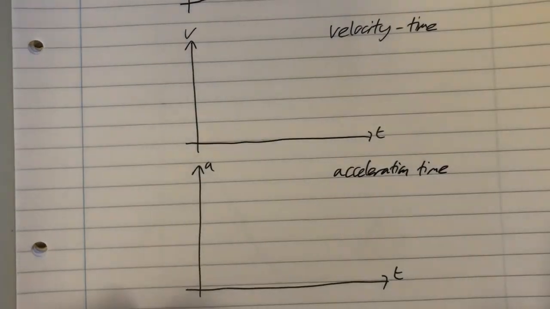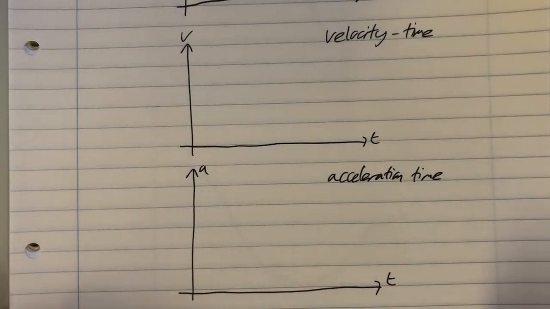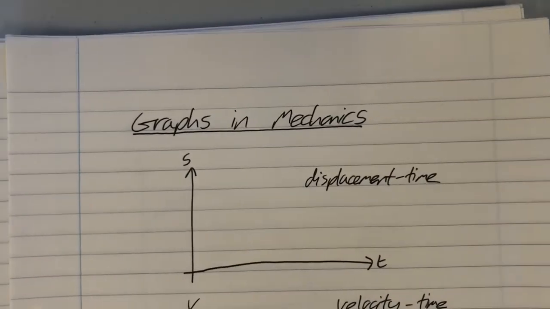This is a precursor to constant acceleration graphs, which is what we're going to be looking at in the next videos to come. So first then, displacement-time graph.